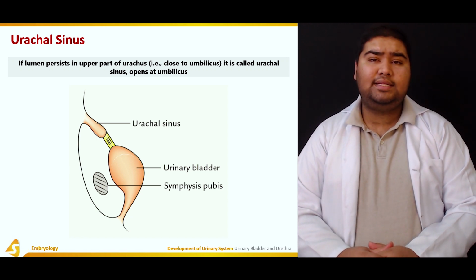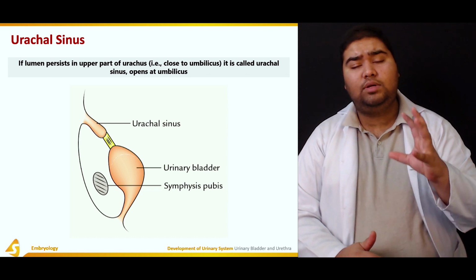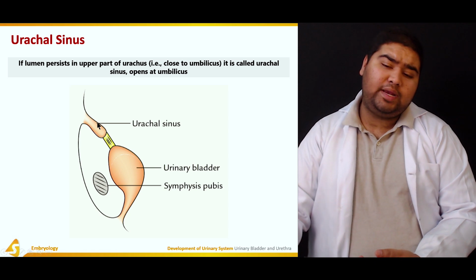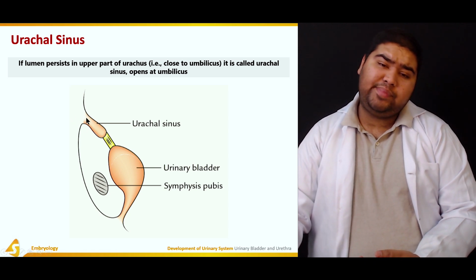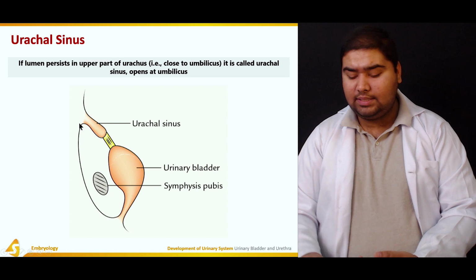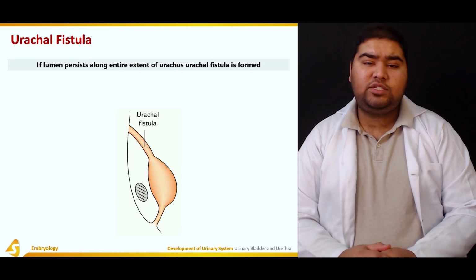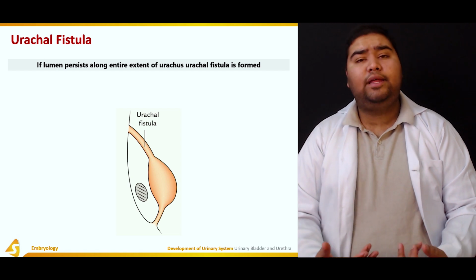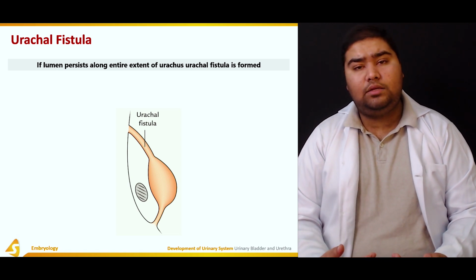The urachal sinus is a pouch that is open at one end. So it is usually open at the site of the umbilicus. So it forms a urachal sinus. Then a urachal fistula. Again, the urachus is the remnant of the allantois.